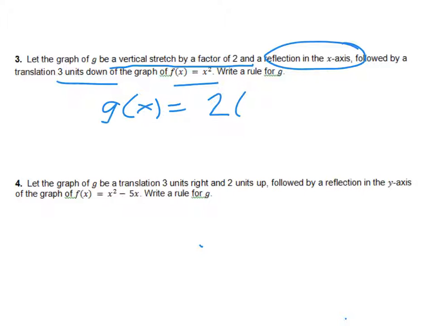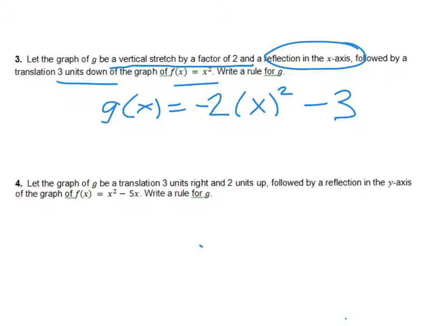Also, because it says reflection across the x-axis, that means that our a value is going to be negative. We're not moving it left or right at all, so our x squared stays the same. And then 3 units down is minus 3 on the end.